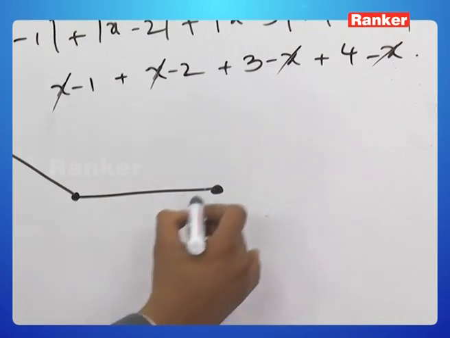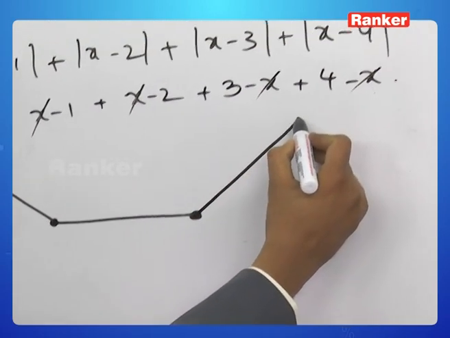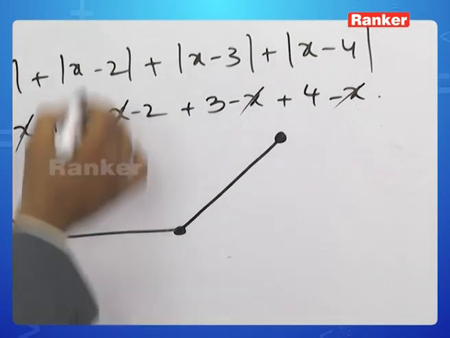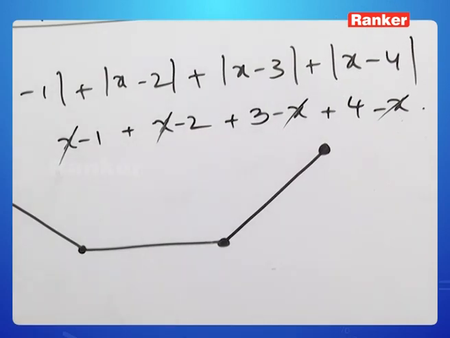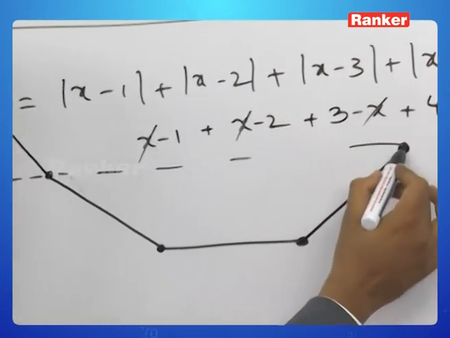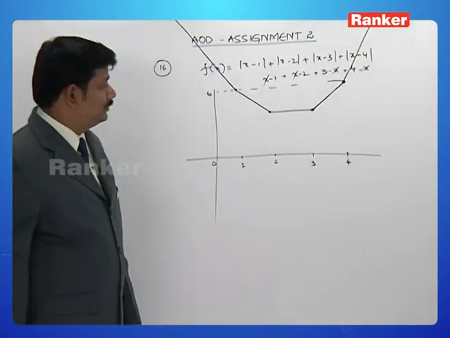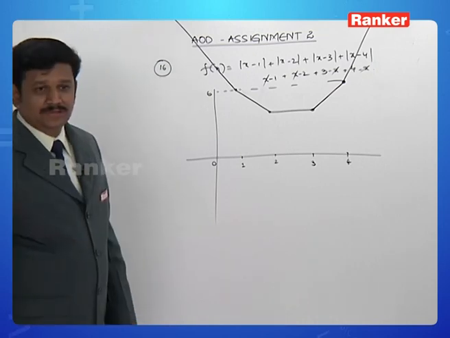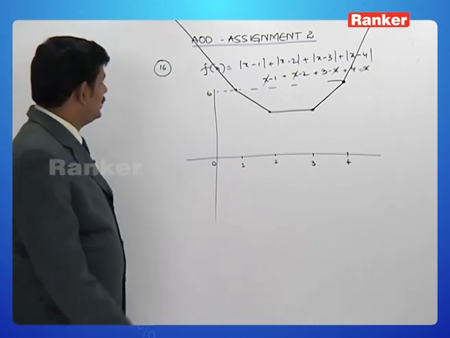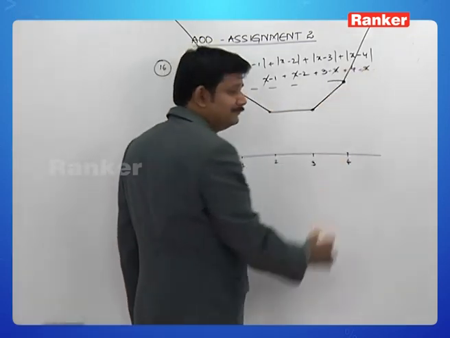Similarly, completing the graph, there will be symmetry about x equal to 5 by 2. It becomes again 6 when x is 4, and again it will be an increasing function after x equal to 4. So this is the graph of the function. It's kind of a bucket.